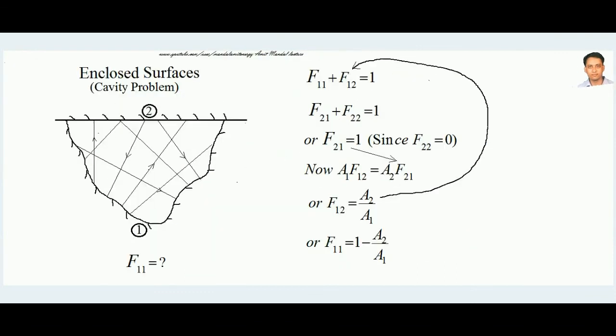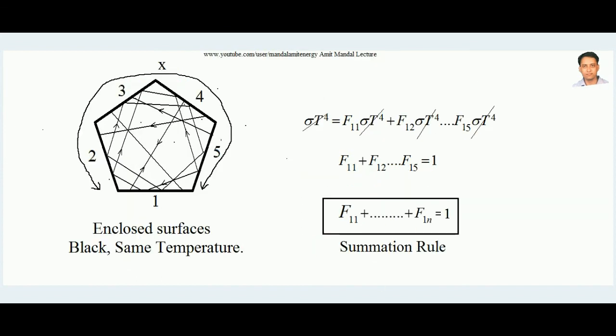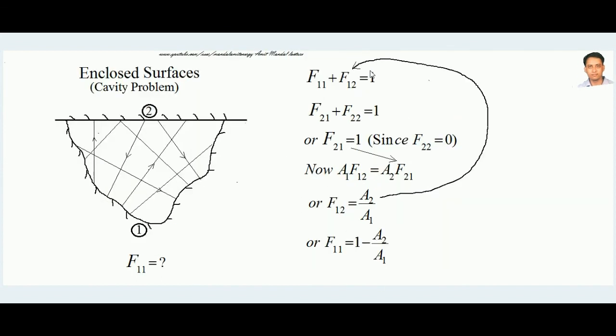So in this cavity problem, the radiation coming out from surface 1, the concave surface of this cavity, how much is absorbed by itself? According to the summation rule of an enclosure, since this enclosure is composed of 2 surfaces, surface 1 and surface 2, F₁₁ plus F₁₂ must be equal to 1. With respect to surface 2 you can also write F₂₁ plus F₂₂ equals 1. With respect to surface 1 you can write F₁₁ plus F₁₂ equals 1.